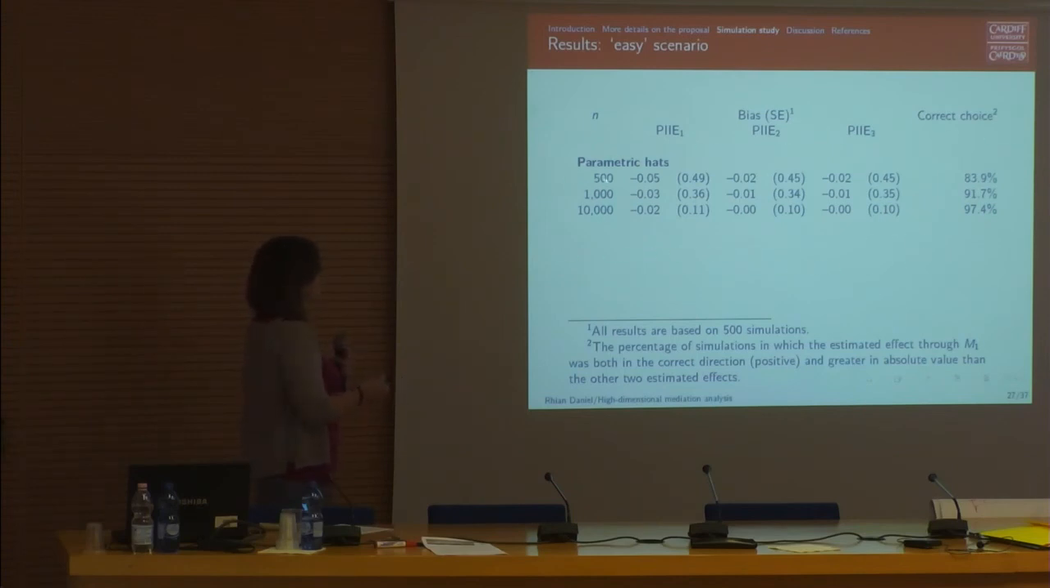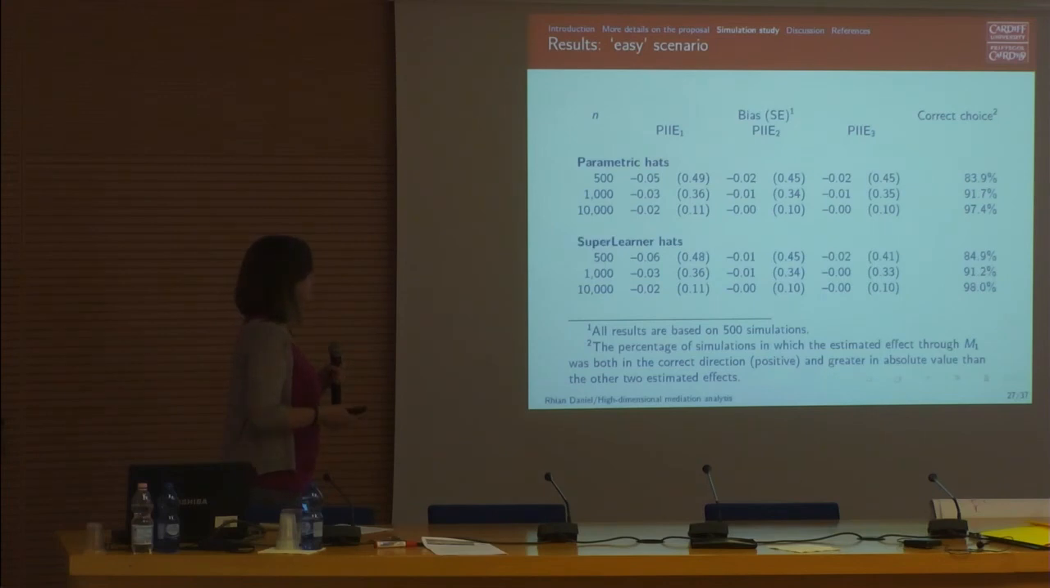And as the sample size increases, we get to the stage where we're always picking out M1 as being the true mediator. That's what we would expect. It is worth looking at the superlearner hats, because you would think that maybe when the parametric hats actually are right, then you're going to lose something by being so flexible with your superlearner hats. But in fact, the performance is not really noticeably any worse. Even though we don't need the superlearner here, we still don't lose anything by using it.